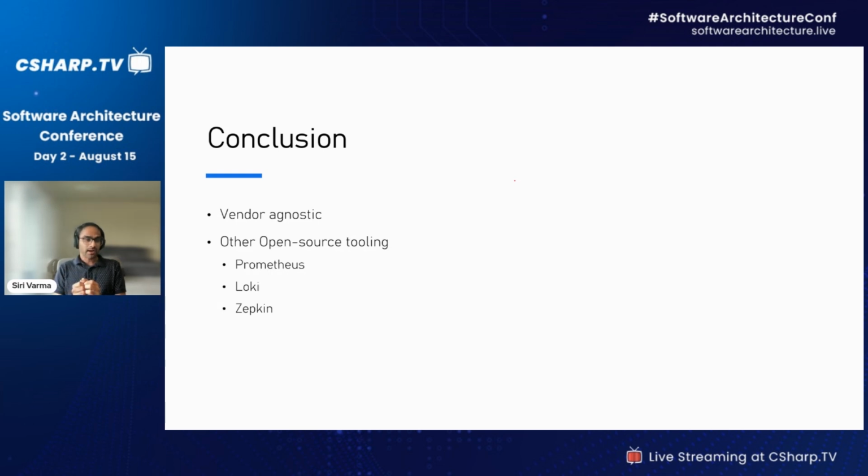Apart from these open source toolings, there are some other open source toolings as well. For example, with Prometheus, you can set up or emit metrics. Loki is similar to Prometheus, but for logs. This is a plugin by Grafana. And then you have Zipkin, which is responsible for your traces. All these have corresponding exporters, and you can just send the data to the backends, right?